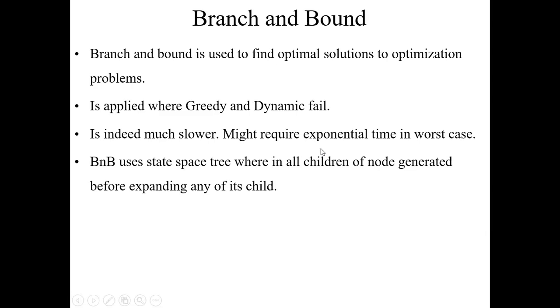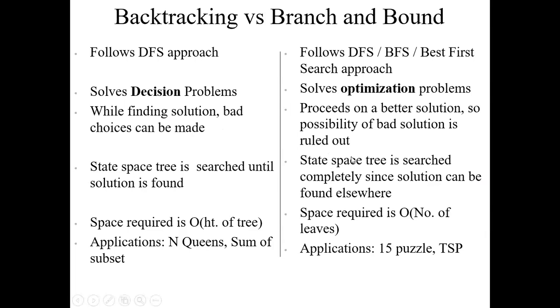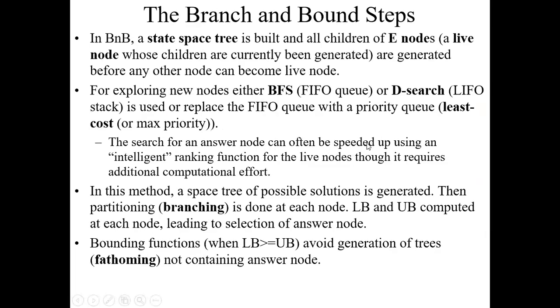Then we had moved to the branch and bound technique. Again, this is dealing with optimization problems. In this, we saw that we need to compute a lower bound and upper bound. If lower bound exceeds upper bound, definitely that is a bound. The two terms, branching and fathoming. Then the 3 ways of implementing branch and bound: through BFS, through D-search, or using LC cost.